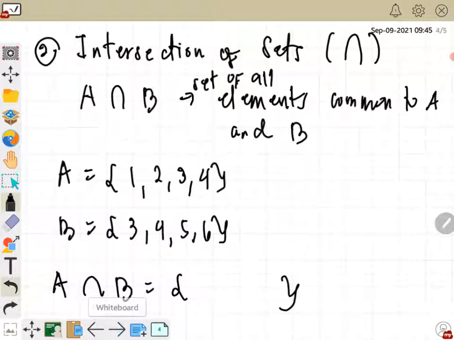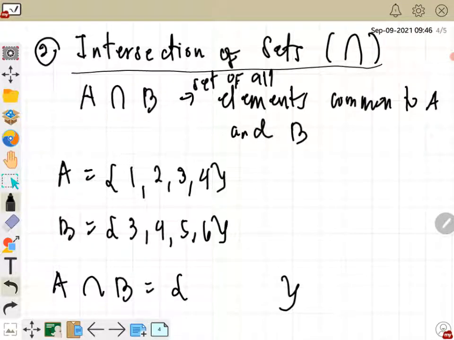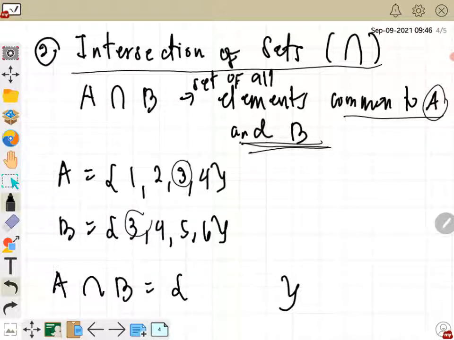The next is the intersection of sets. So when I say intersection of sets, these are the set of elements common. We just simply take the common elements to both A and B. So for example here, the set A is just 1, 2, 3, 4. Then B is 3, 4, 5, 6. So just simply take their common elements. That's intersection. So we have 3 and 4. So simply as that.